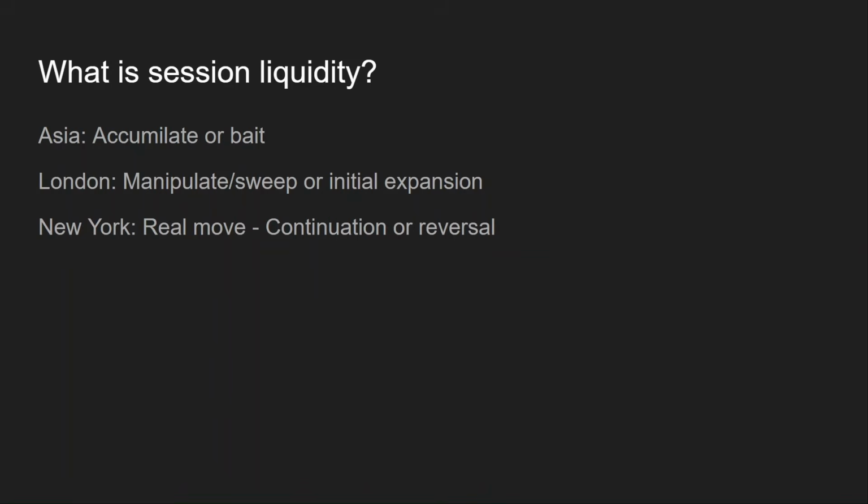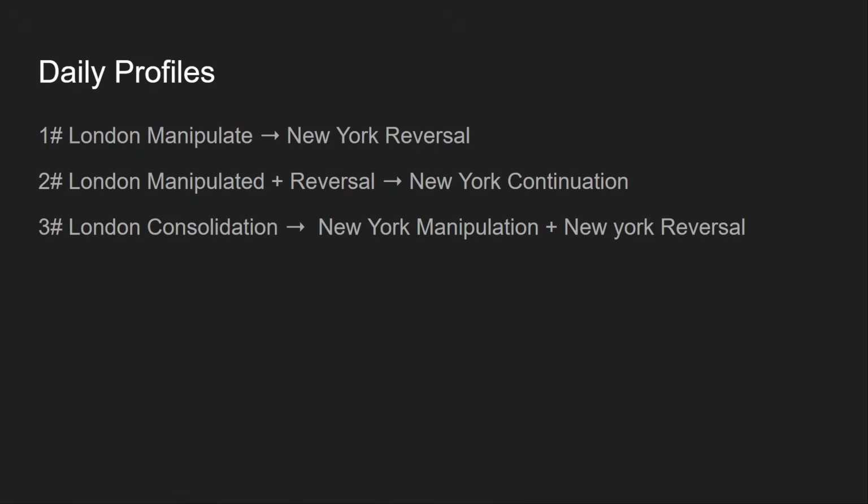In New York we either have a continuation from London, depending on what daily profile we are in, or we're gonna see a reversal basically. So, daily profiles: we have three different main daily profiles of what can happen. We can start off with the first one.